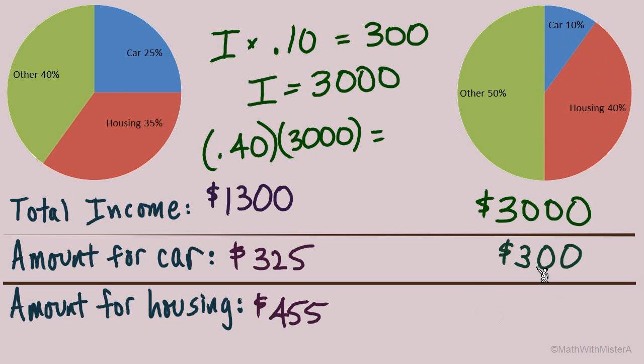So let's get back to this one and get some closure. 40% of 3,000 equals $1,200.